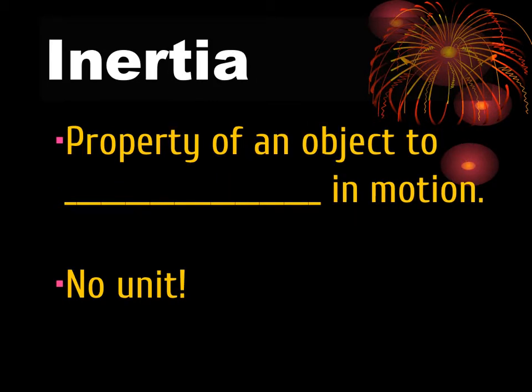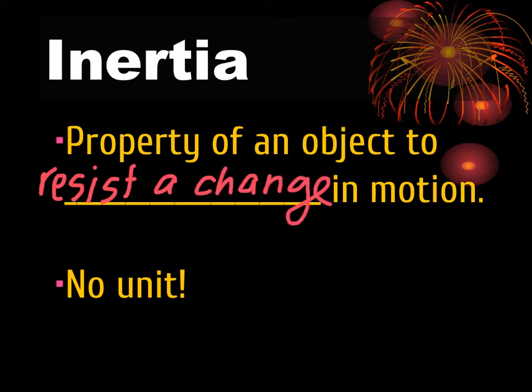Inertia we've looked at most recently with Newton's first law, thinking about inertia as the property of an object to resist a change in motion. And there's no unit really for inertia. It's a property or a characteristic an object has, so I can't put a unit label on it.